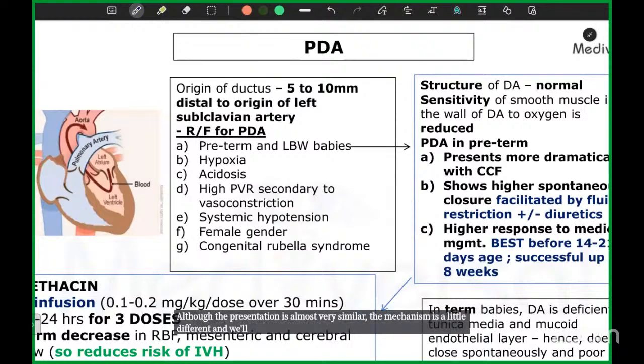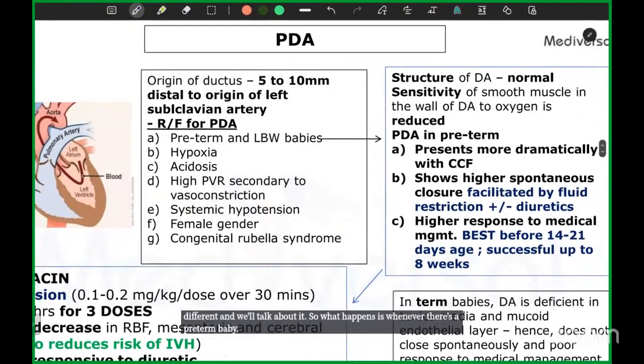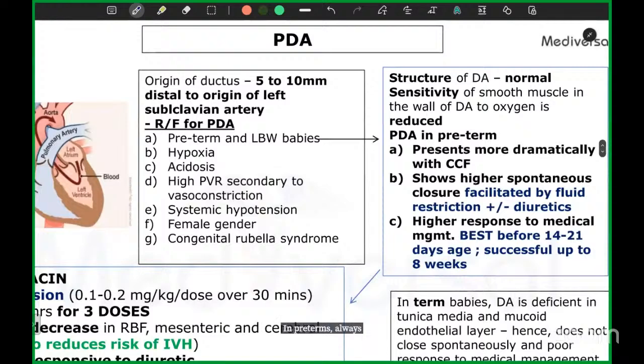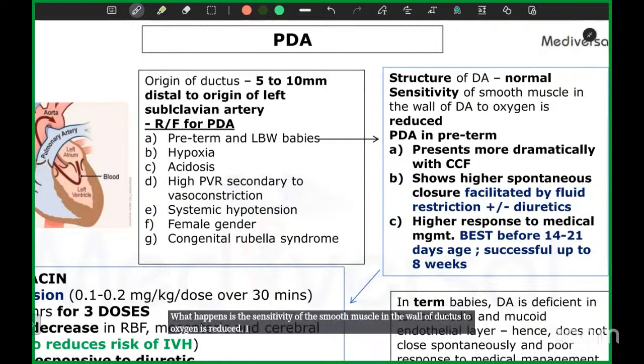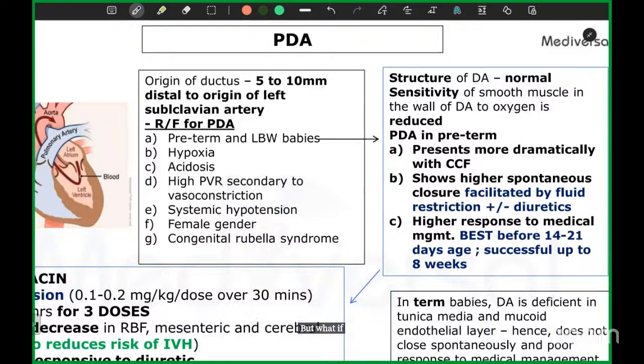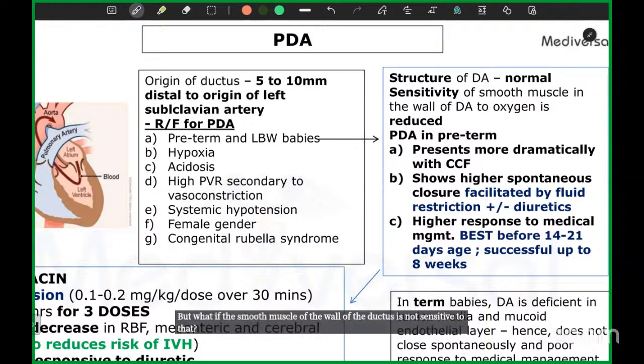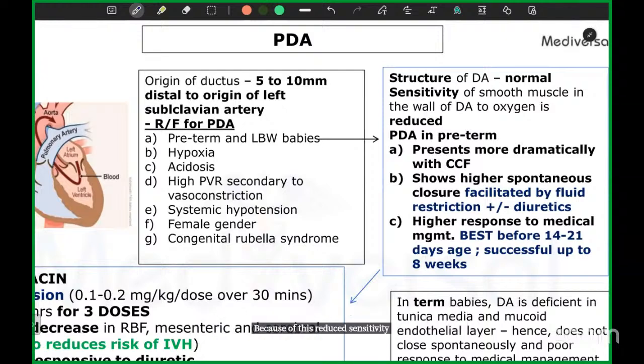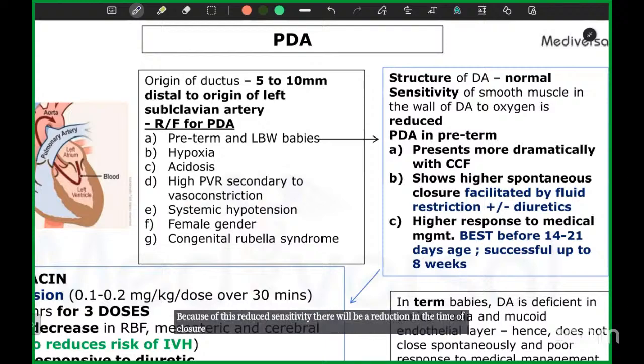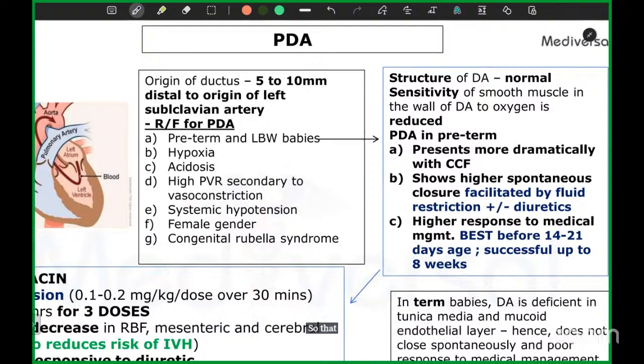So whenever there's a preterm baby, always remember the structure of the ductus is normal. What happens is the sensitivity of the smooth muscle in the wall of the ductus to oxygen is reduced. I told you the only stimulus for the closing of the ductus is an increase in PaO2. But what if the smooth muscle of the wall of the ductus is not sensitive to that? Because of this reduced sensitivity, there will be a delay in the closure of the ductus, leading to its patency. So that is why PDA in preterm presents more dramatically with CCF.